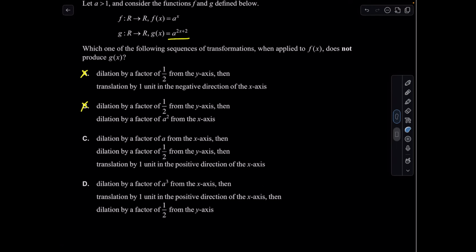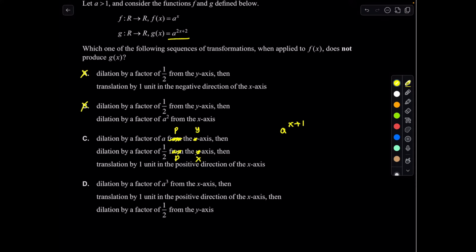The next one is dilation by factor of a from the x-axis. So what I'm going to do is change this to parallel and then change this to y. Easy. So basically, it means all the y values are getting multiplied by a. So that would be basically a times a to the x, which is a to the x plus 1, because it's the same base, the powers add up. Done.